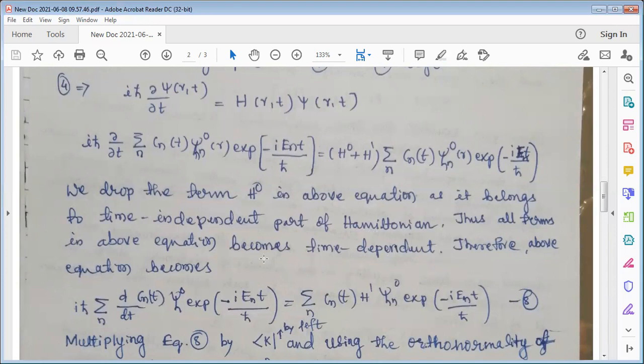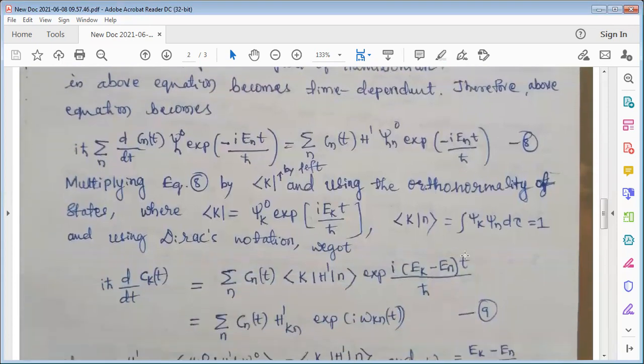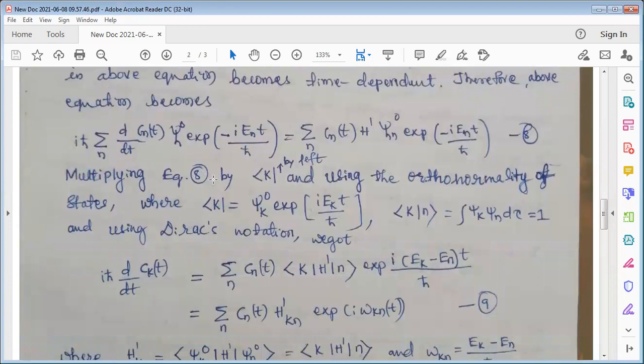Therefore the above equation becomes, so our equation becomes, I'll drop this and rewrite it like this. So I dropped h naught here, and this is the remaining part of the equation. And now I multiply equation 8. Let this be equation 8. I will multiply equation 8 by bra k from the left.